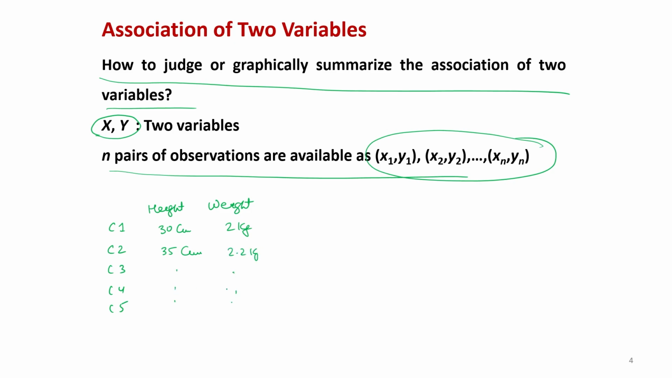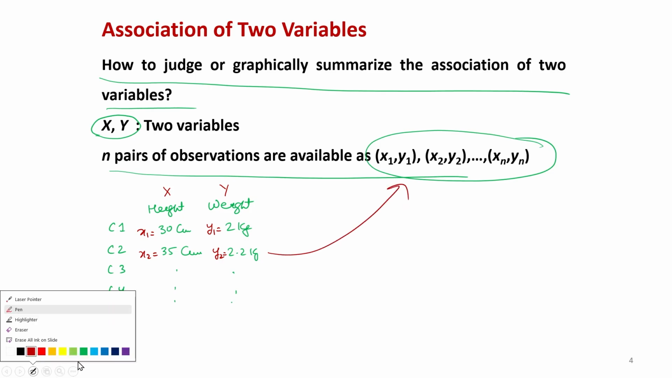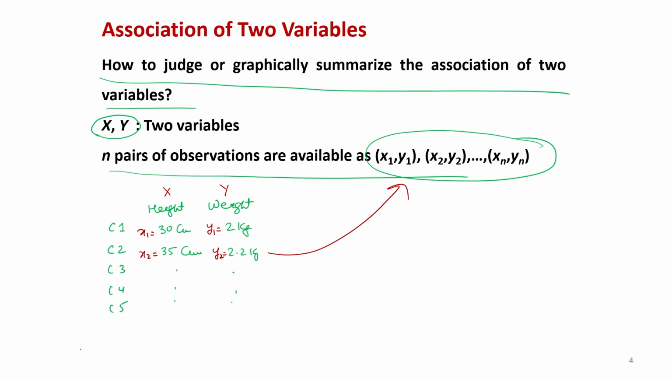So if I say that x is height and y is weight, then the value of x1 is 30 centimeters and the value of y1 is 2 kilograms. Similarly, the value of x2 is 35 centimeters and the value of y2 is 2.2 kg, and so on. So these are your observations. These x1, x2, xn and y1, y2, yn, in lowercase, are numerical values.